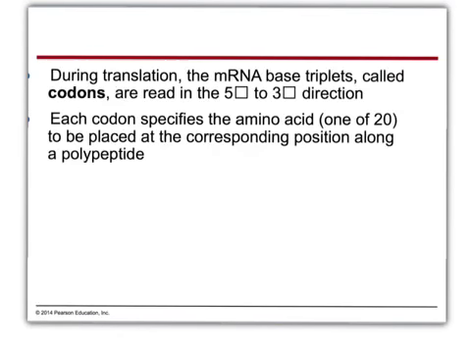So during translation, the mRNA is read in triplets called codons. That triplet is called a codon. The codons are read in the 5' to 3' direction, and each codon refers to an amino acid, one of 20. And they will direct the positioning of the amino acids over time in the peptide itself.